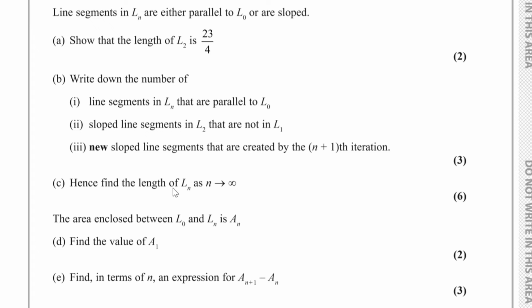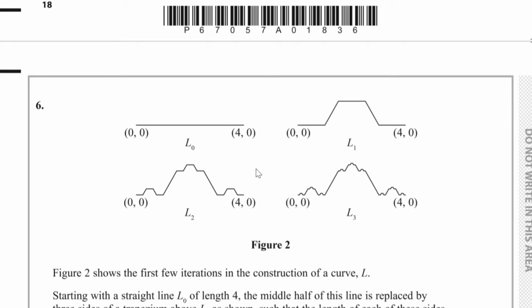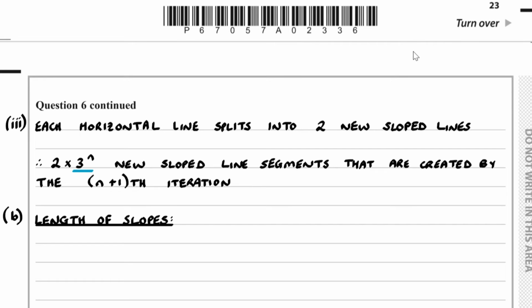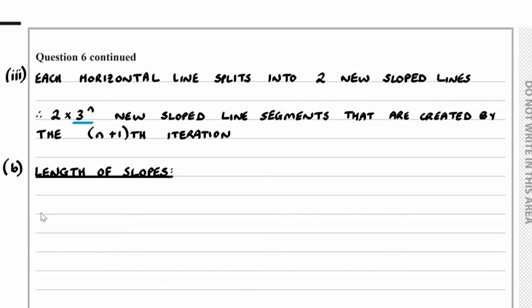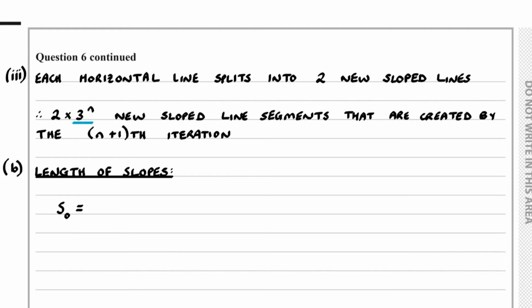Now for part C, hence find the length of Ln as n tends towards infinity. Now to find the general form, what we need to do is consider the total length for Ln by considering the horizontals and the slopes. So if we consider the length of the slopes, we've got S0. Well, going back to the diagram, we've got no slopes here. So S0 has slope length 0.